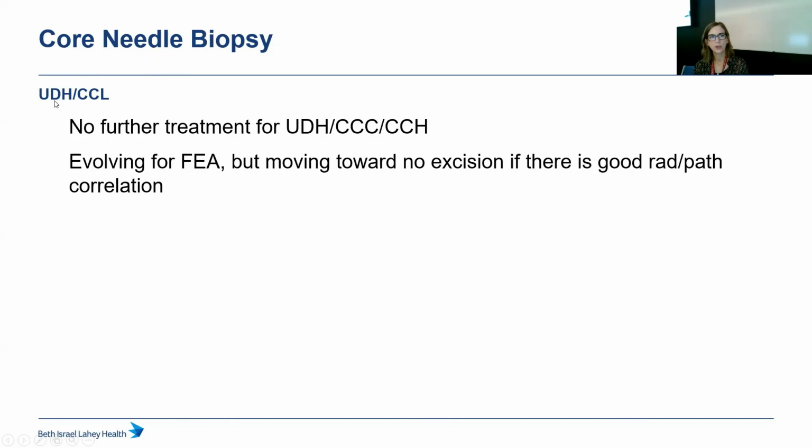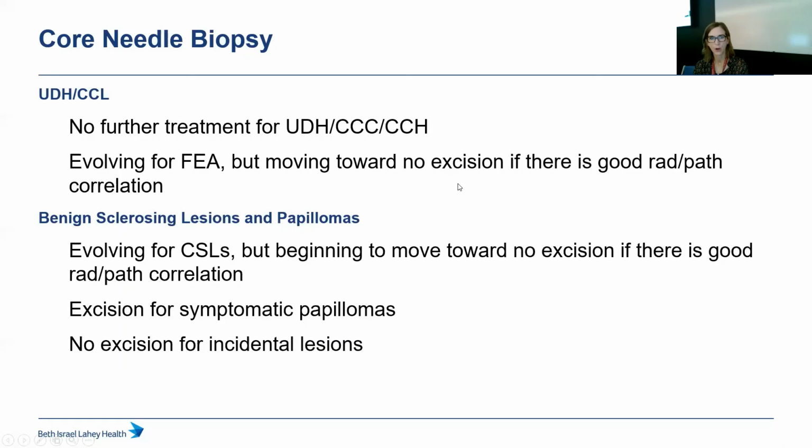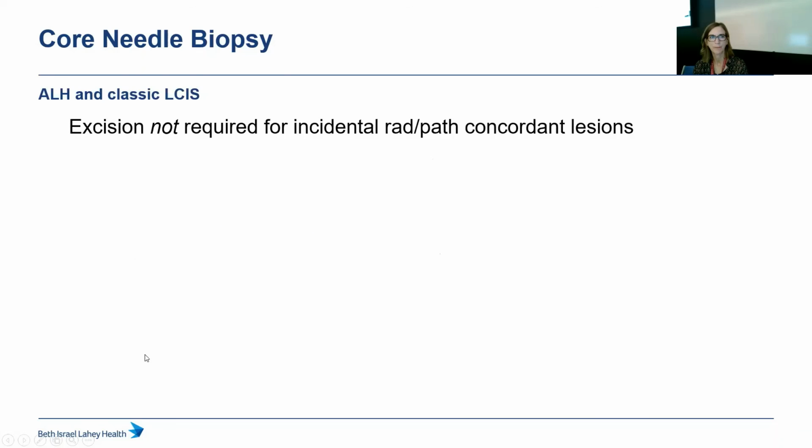So to summarize, UDH and columnar cell lesions, no further treatment if diagnosed on core biopsy. Evolving for flat epithelial atypia, but moving towards no excision if there's good rad-path correlation. Benign sclerosing lesions and papillomas, and Eddie will elaborate on this, I'm sure. Evolving for complex sclerosing lesions, but beginning to move toward no excision if there's good rad-path correlation. We do excision for symptomatic papillomas, no excision for incidental or small asymptomatic papillomas.